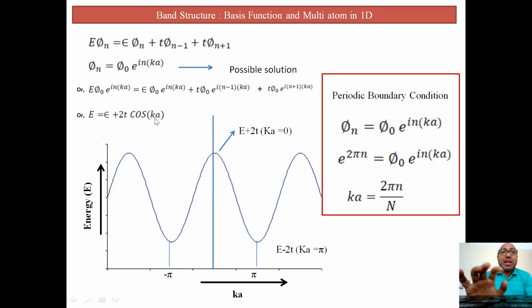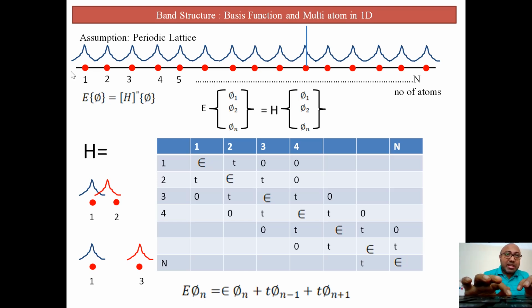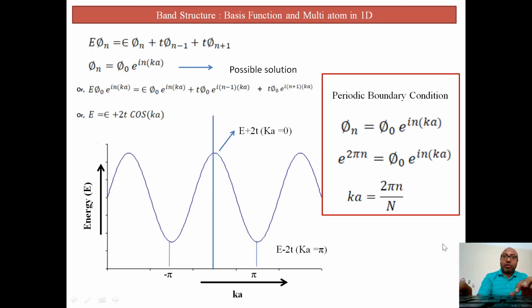K is Ka. What is the A value? A is nothing but the distance between the atomic positions, that is 1 and 2, or 2 and 3, the periodic interval or the lattice constant, whatever you want to call it. This is K. Now how to plot it? E versus K: this is my energy plot and this is K, and it's a cosine plot. So you know how to draw the cosine plot.